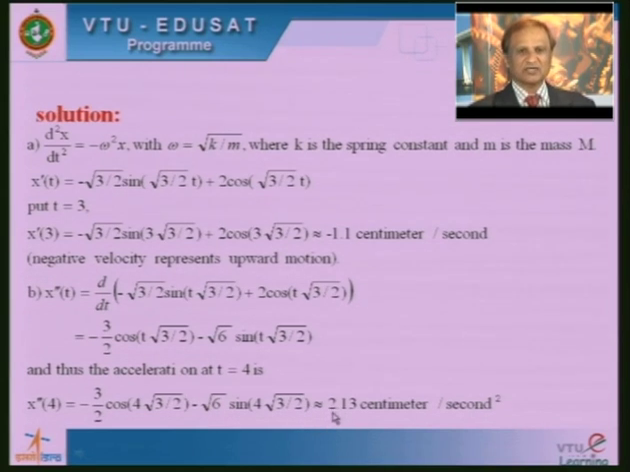I hope you will get 2.13 centimeters per second squared. Is it clear? So like that we have obtained an acceleration when t is equal to 4, right.